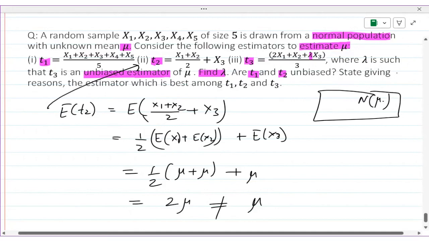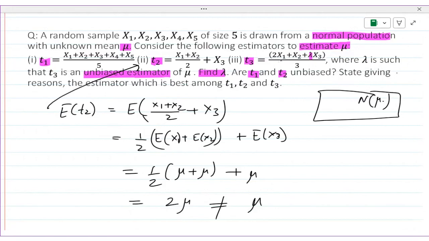So we'll take the expectation of T3 and that will be 2 times mu plus 3 mu plus lambda mu is equal to mu. So 3 mu cancels out. So yes, you will get lambda is equal to 0. Lambda is equal to 0, right? Okay. So now we have T1, T2 and T3 and we have to tell which one is best among these. Best means the most efficient, we will find.